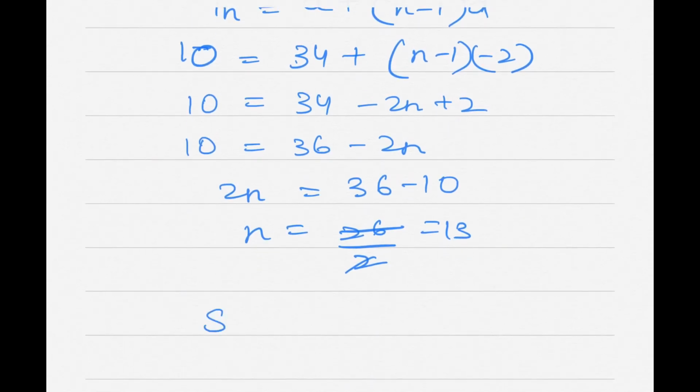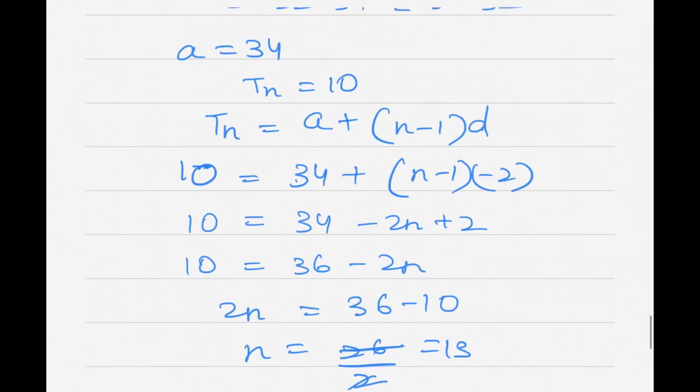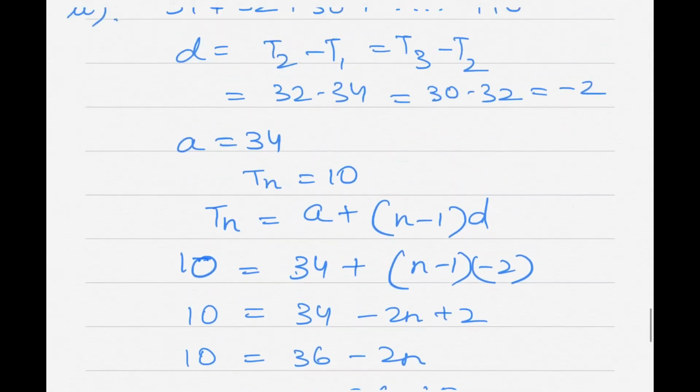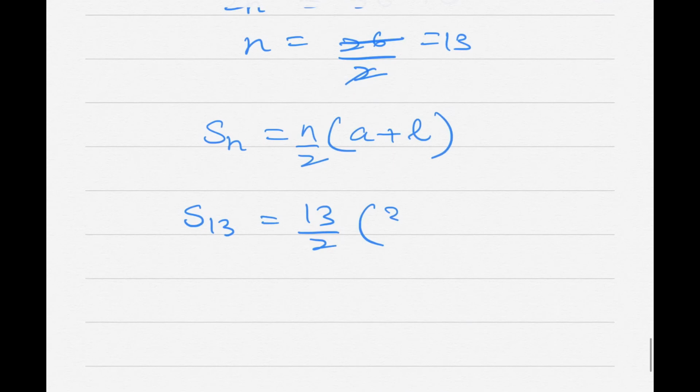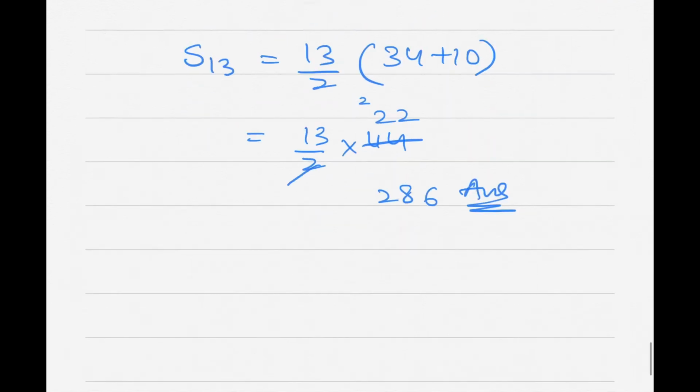Now I'll find the sum. Sum of n terms is equal to n by 2 into a plus l, the first term and the last term. So the sum of 13 terms is equal to 13 by 2, my a is 34 and the last term is 10. So 34 plus 10 gives me 13 by 2 into 44. This is 22, so I'll multiply 13 and 22. So 286 is the sum of these terms.